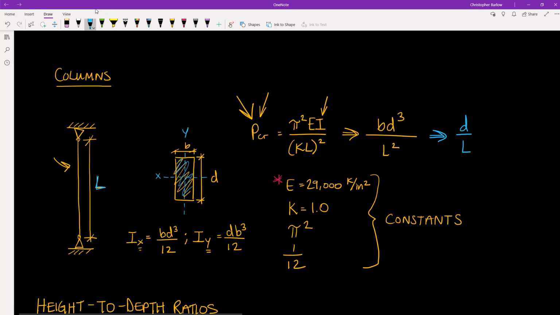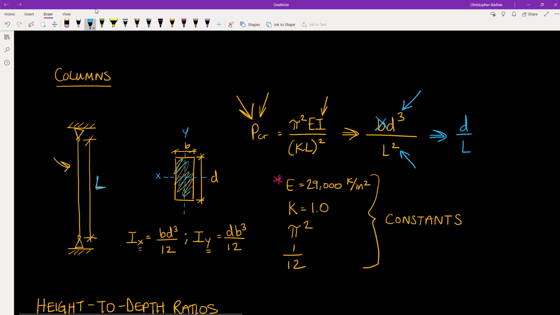And looking at this equation further, it's really the depth that matters the most, as that variable is cubed, and the height of the member, or the length, as that is squared. The width of the member, since it's not taken to any power, is not going to have real control over the buckling strength of the column. So changing that width isn't really going to change the strength of the column very much.